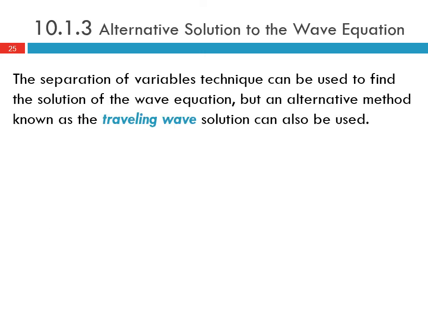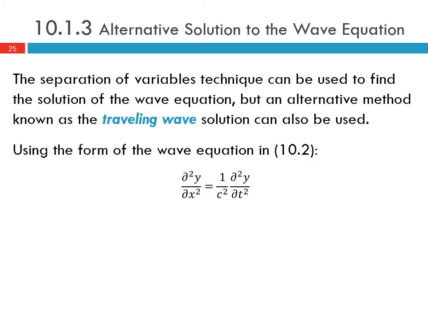Now there's another way to solve the wave equation. We used the separation of variables technique, which can be used to find the solution, but you can also use an alternative method known as the traveling wave solution. And you may remember this from your partial differential equations course. So we have the form of the wave equation, ∂²y/∂x² is equal to 1/c² ∂²y/∂t².